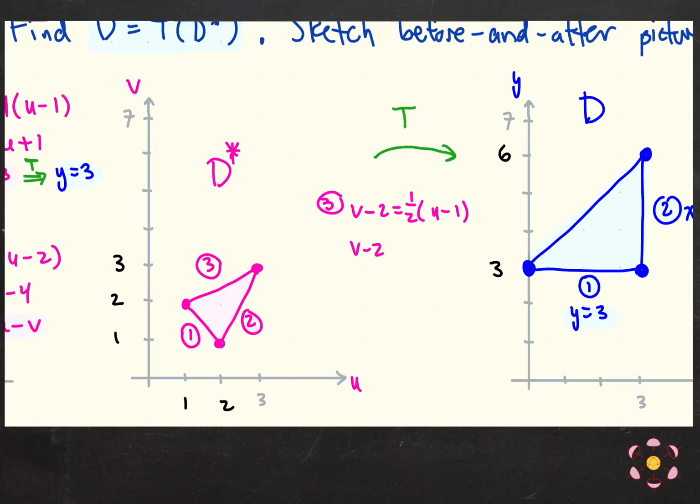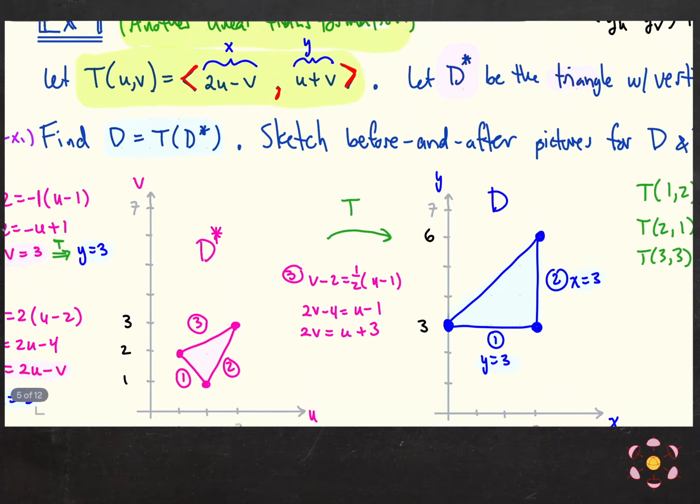So v minus 2 equals... actually, let's multiply everything by 2 to get rid of the fraction. 2v minus 4 equals u minus 1. And at this point, there's really not much we can do here, because a u and a 2v don't really match up with these transformations. So there's kind of two ways to do this.